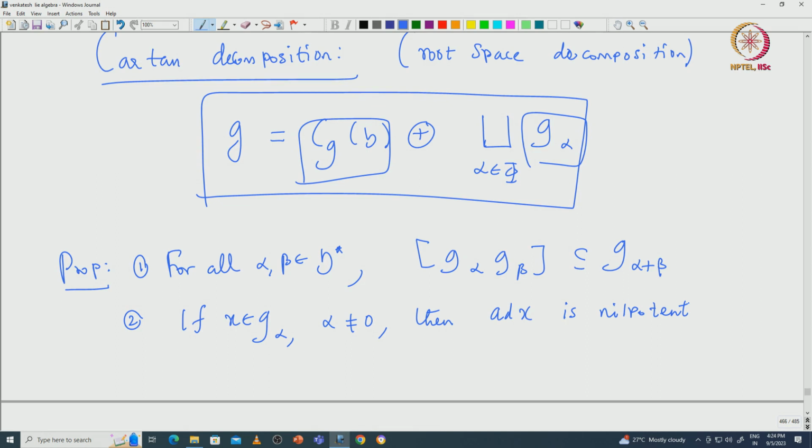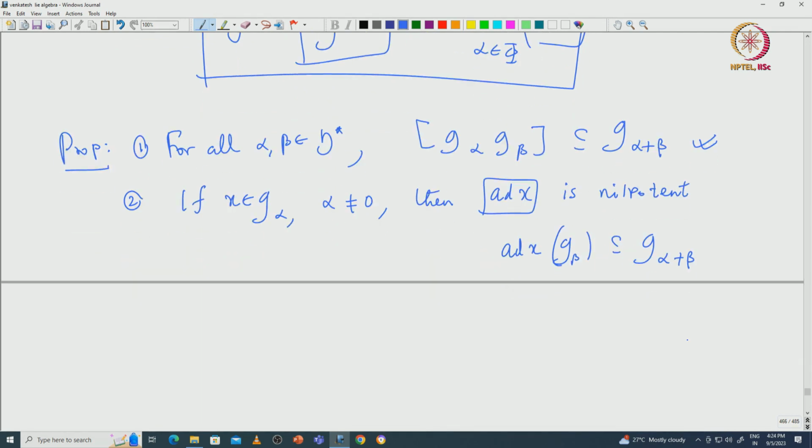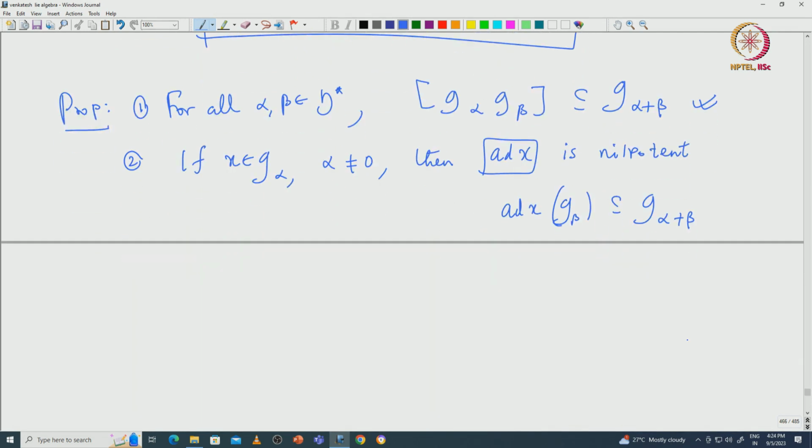So, this is immediate from observation 1, because if we take this ad x and act it on any g_beta, where beta is different from alpha, or you can even include beta to be alpha, not a problem, then every time you apply ad x on g_beta, you will end up inside g_{alpha plus beta}.